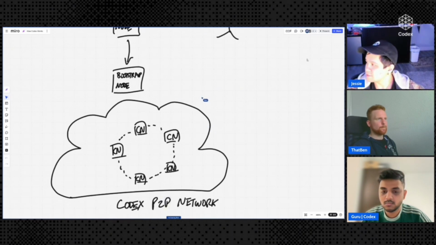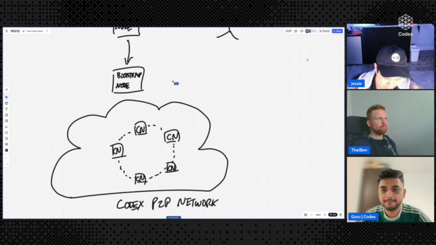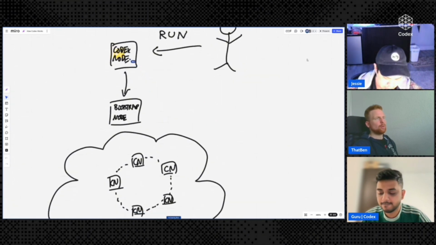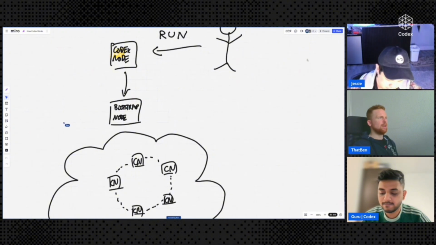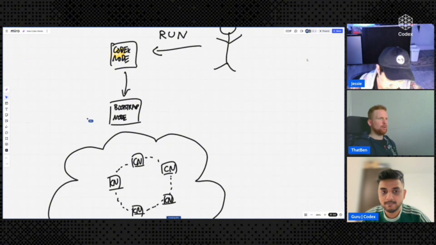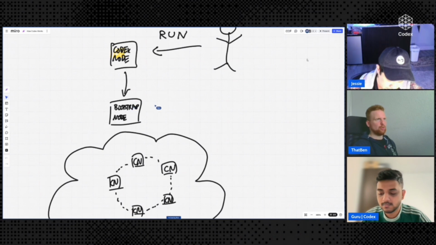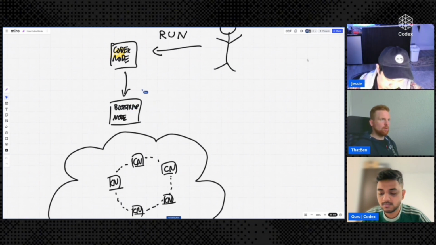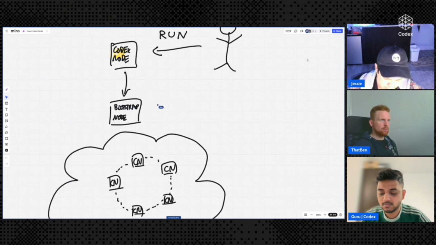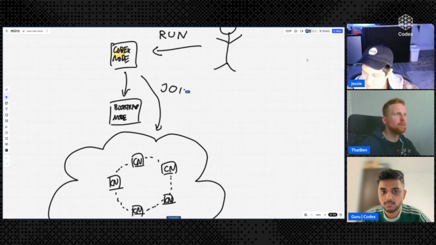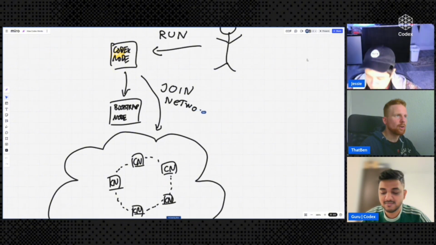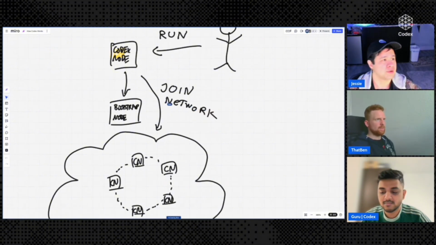Does that make sense? Yeah, sounds about right. Okay. So your Codex node talks to the Bootstrap node. And from the Bootstrap node, it learns about other nodes in the network. And so it joins the network. Correct. You want me to draw that like this? Yeah, please. Just feel free to draw whatever. Join network. There. It's very dark mode for Miro.